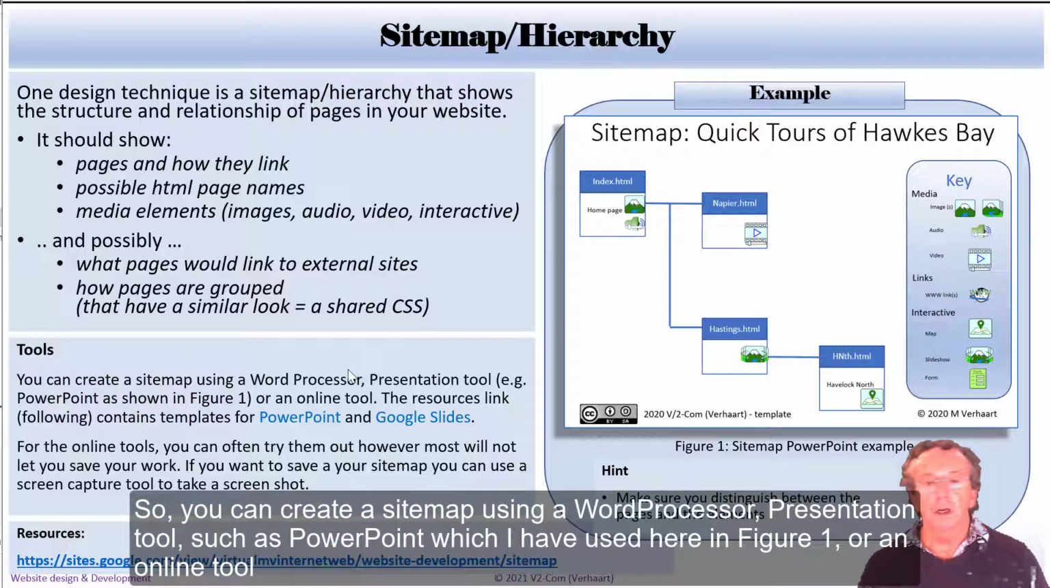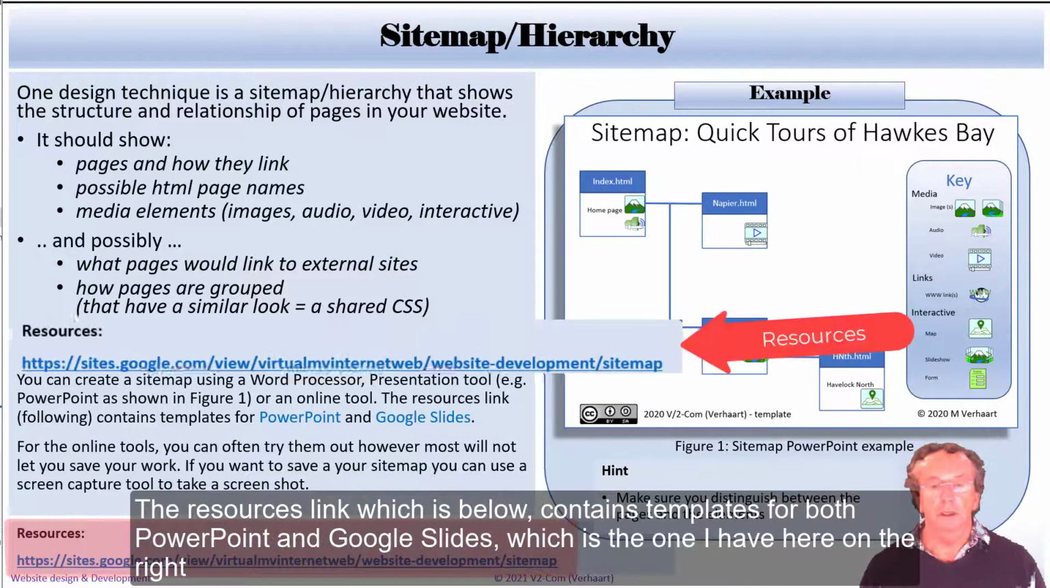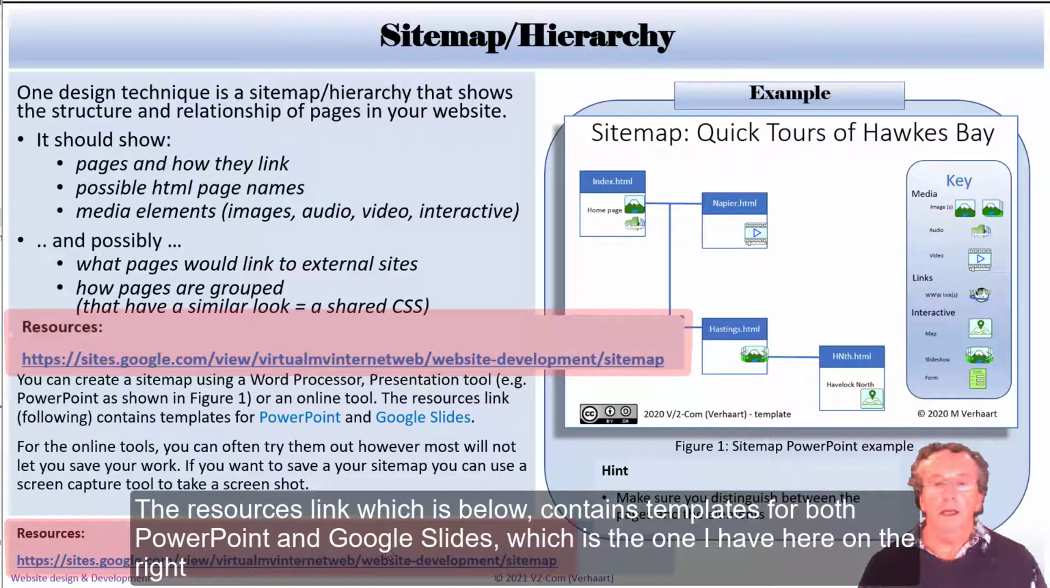So you can create a sitemap using a word processor or presentation tool such as PowerPoint, which I've used here in figure 1, or an online tool. The resources link, which is below, contains templates for both PowerPoint and Google Slides, which is the one that I've got here on the right.